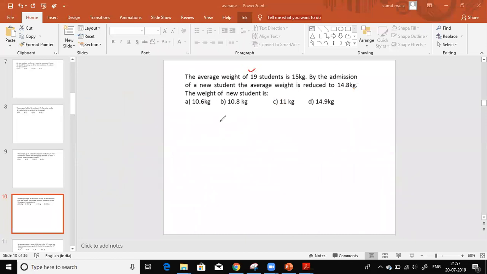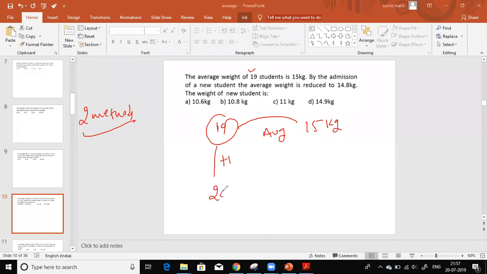And second method. What is their average? 15 kg. If one more student is added, then the average becomes 14.8 kg. You tell me the average is decreased by 0.2 kg.